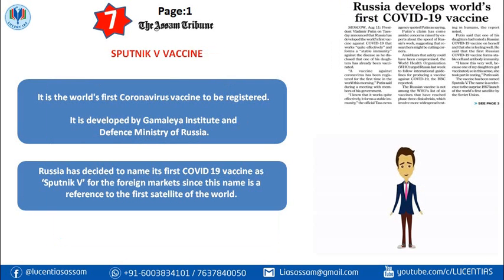Number 7. Sputnik 5 vaccine. It is the world's first coronavirus vaccine to be registered. It is developed by Gamaleya Institute and Defense Ministry of Russia. Russia has decided to name its first COVID-19 vaccine as Sputnik 5 for the foreign markets since this name is a reference to the first satellite of the world.